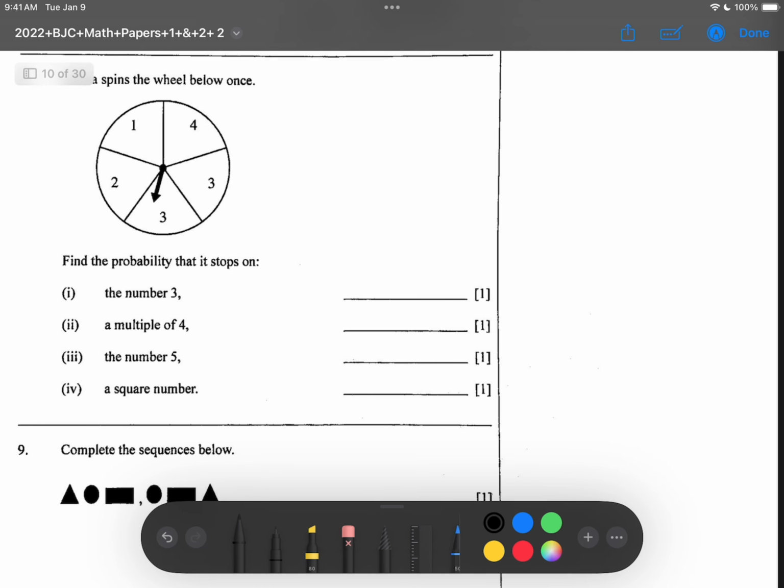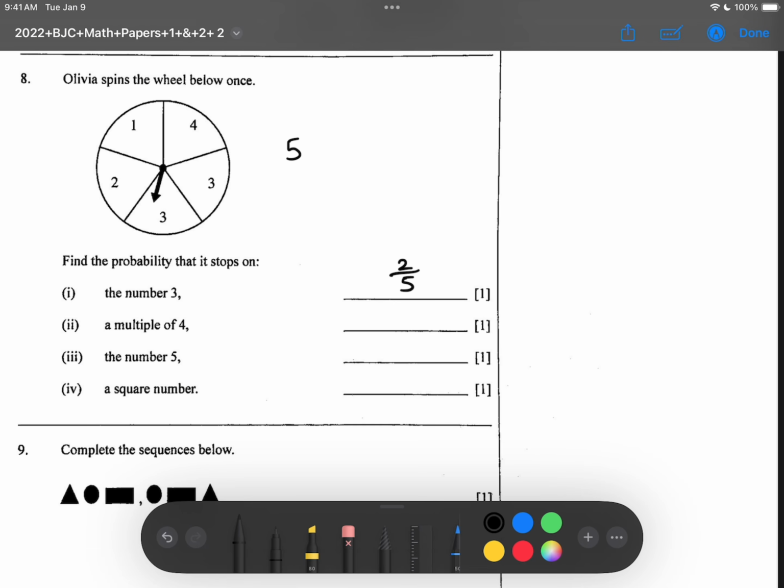Olivia spins the wheel once. Find the probability that it stops on the number 3. There are 5 pieces total. So that's what our fractions would be out of. There are 2 3's, so it would be 2 out of 5.